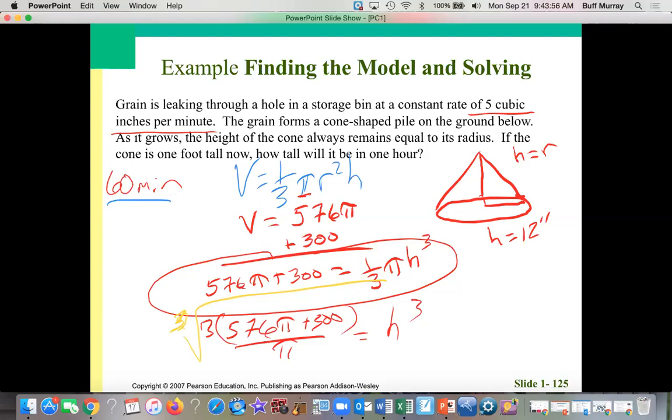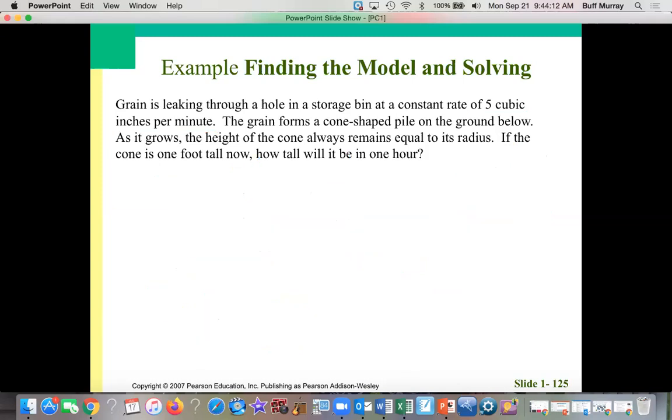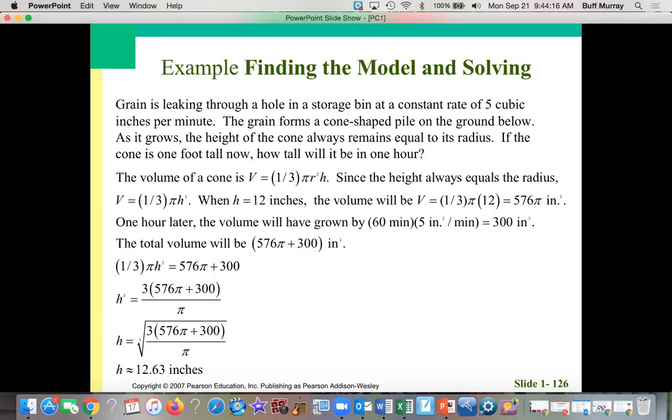They would have a number. What'd you get, Adam? 12.63. 12.63. Anybody else get the same number? Okay, so it really hasn't gone up much, right? It was 12 inches. Now it's not even 13 inches, right? And I think I have a slide here that gives us that answer there. You can see it is 12.63.